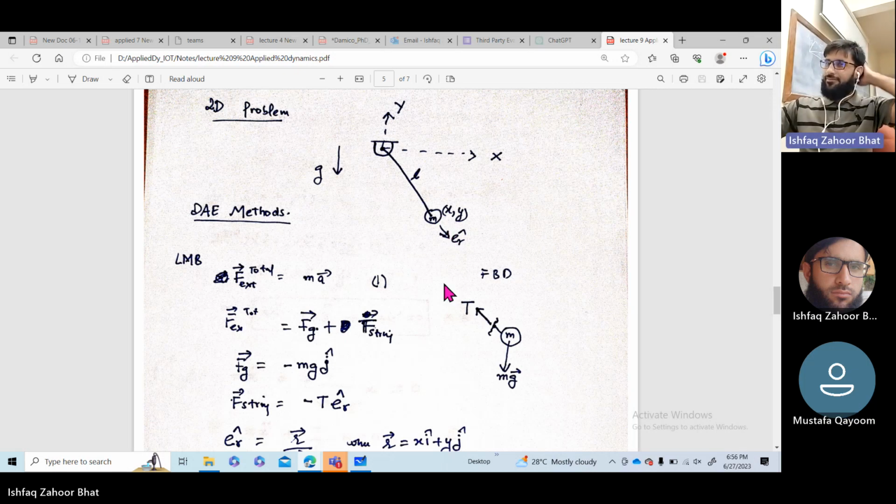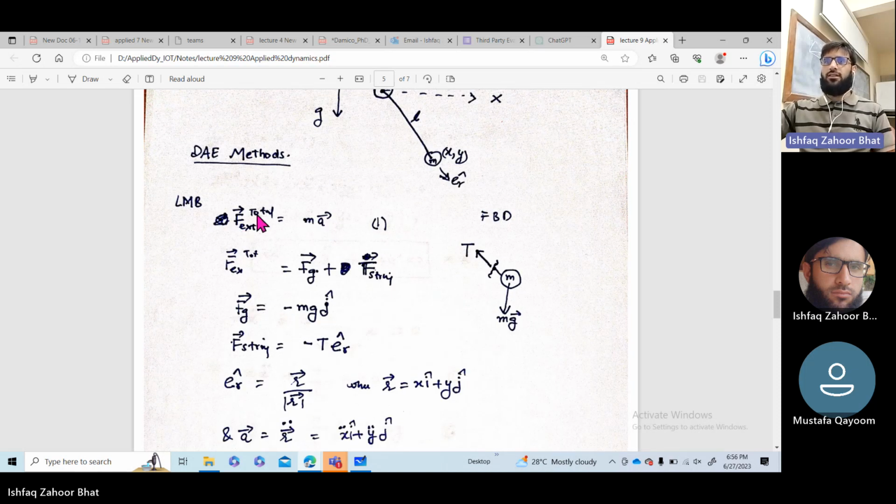Okay, so let us draw the FBD for this mass, that is mass M. We cut this rope or this rod here, so there is a tension acting in this direction. And there is obviously the mg gravitational force acting downwards in the minus j direction. So what is the net external force acting on this mass? Whatever it is, that is equal to mass times the acceleration of this body. This is the linear momentum balance: F total external is mass times acceleration.